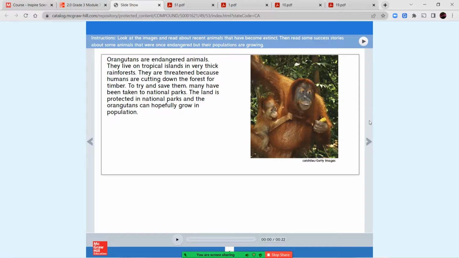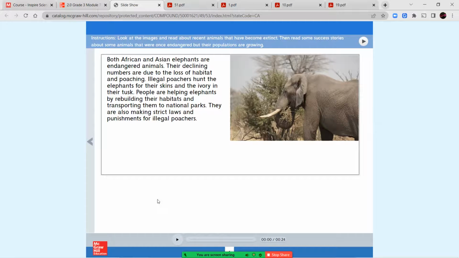Let's keep going and find out about the elephants. Both African and Asian elephants are endangered animals. Their declining numbers are due to the loss of habitat and poaching. Illegal poachers hunt the elephants for their skins and the ivory in their tusk. People are helping elephants by rebuilding their habitats and transporting them to national parks. They are also making strict laws and punishments for illegal poachers.